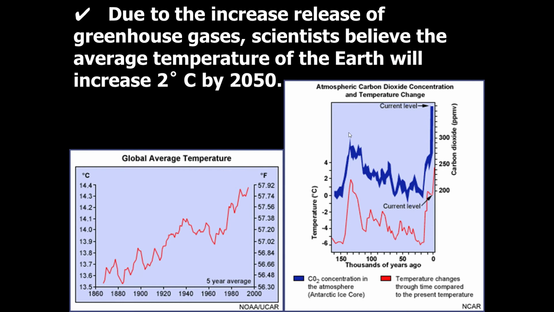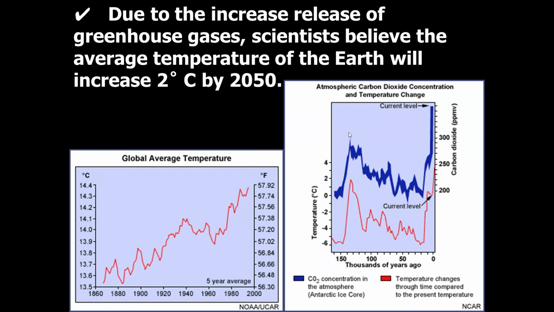So due to the increased release of greenhouse gases, scientists believe the average temperature of Earth is probably going to rise by about 2 degrees Celsius by 2050 compared to where we were around the year 2000. And that doesn't sound like much, but you have to realize that during the last ice age, when the majority of the northern hemisphere was under ice, we would have been under a mile of ice here. The global temperatures were only 5, 6, 7, 8 degrees below average in order to make that happen. So if the global average temperature is going up by 2 degrees Celsius, that is not insignificant.